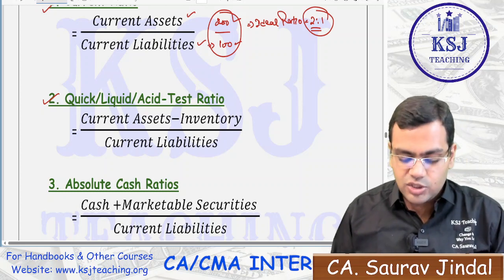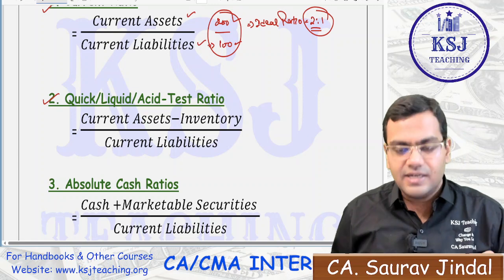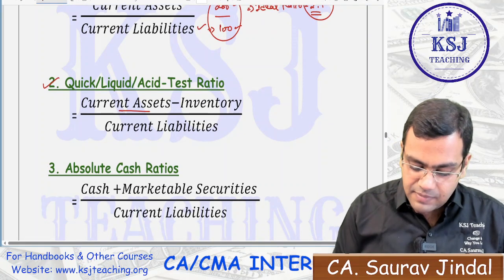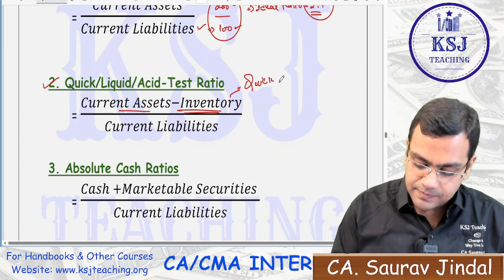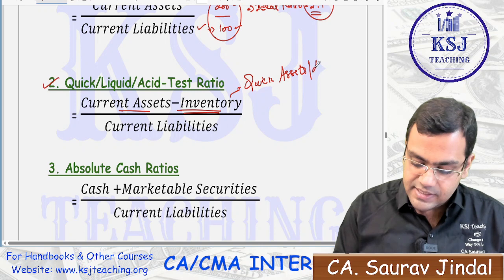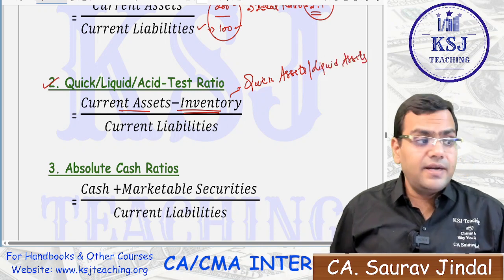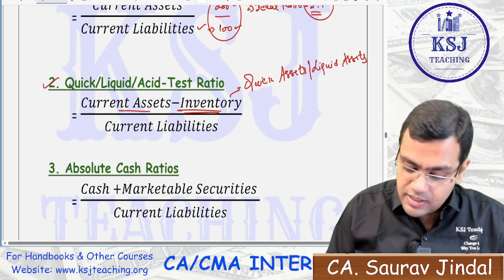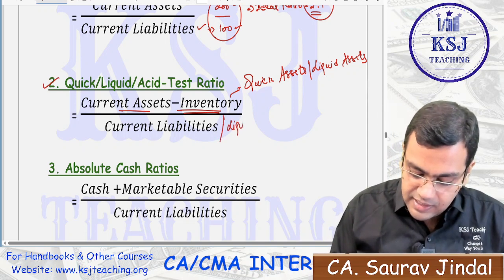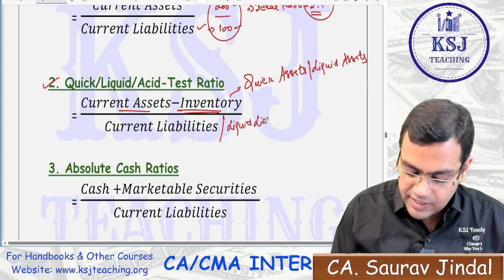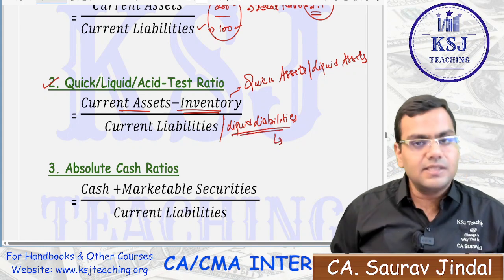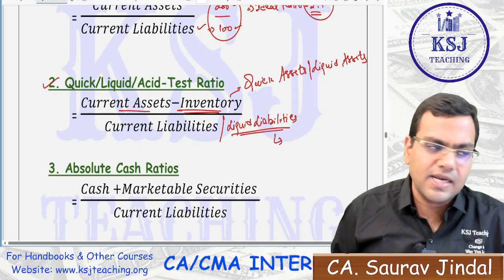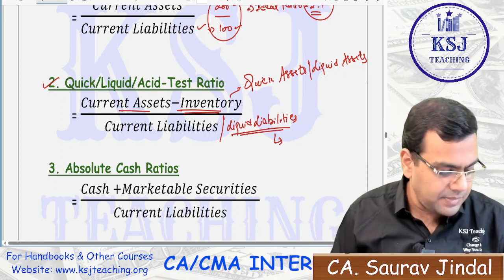This is quick asset ratio, liquid asset ratio, or the acid test ratio. This is current assets minus inventory. This we call as quick assets, or we also call it as liquid assets, right? Divided by current liabilities, or here you can also write the liquid liabilities. Here you can also take the liquid liabilities. Sir, what is liquid liability? Current liabilities, as you all know how to calculate, right? Sundry creditors can be there and any other things can be there.